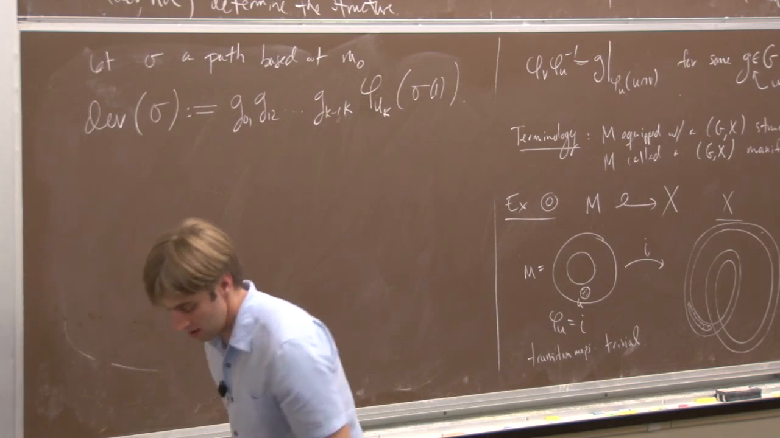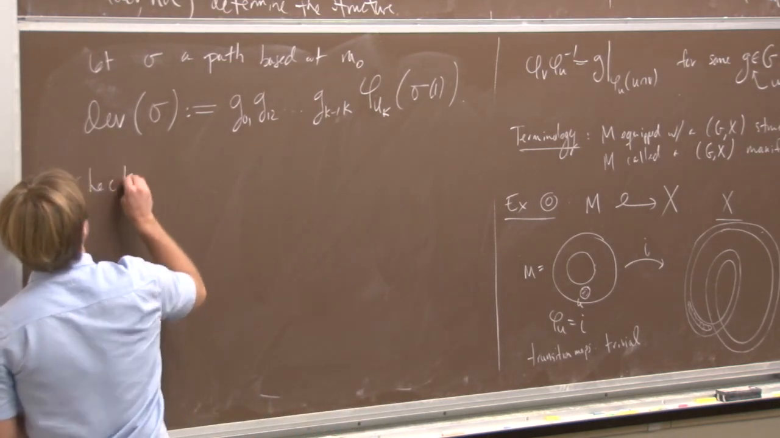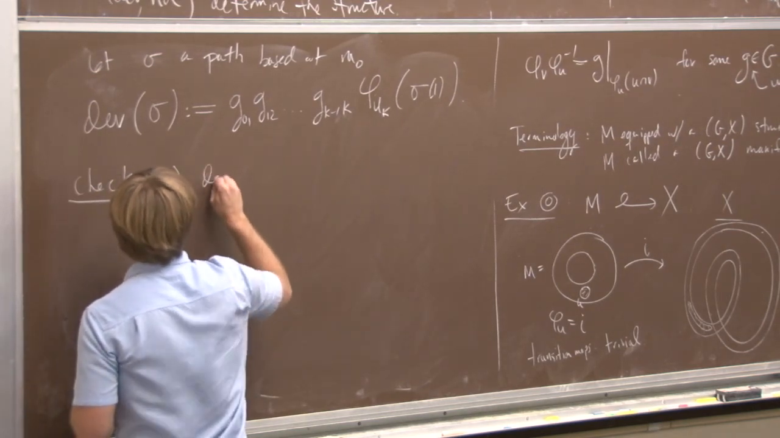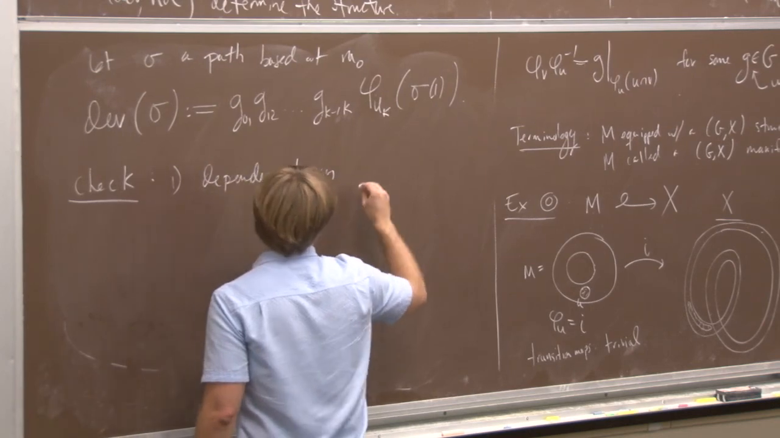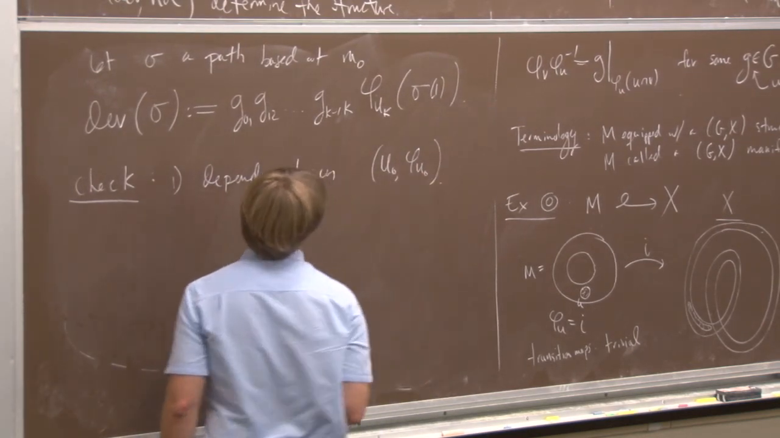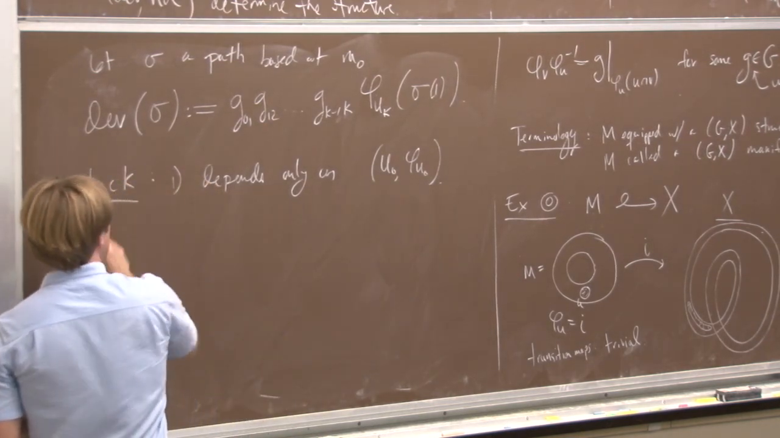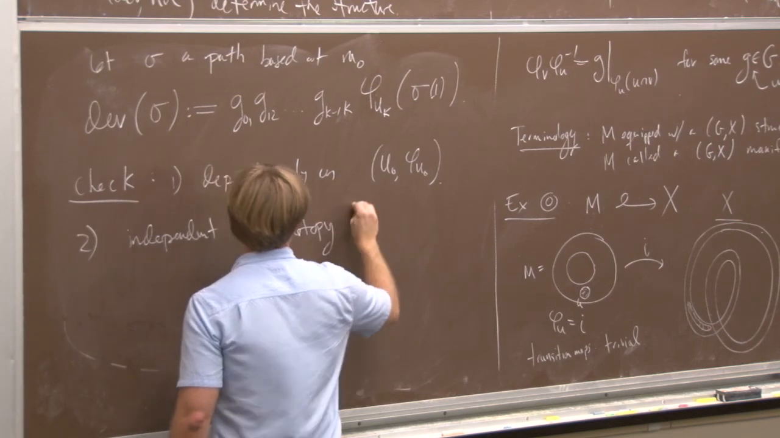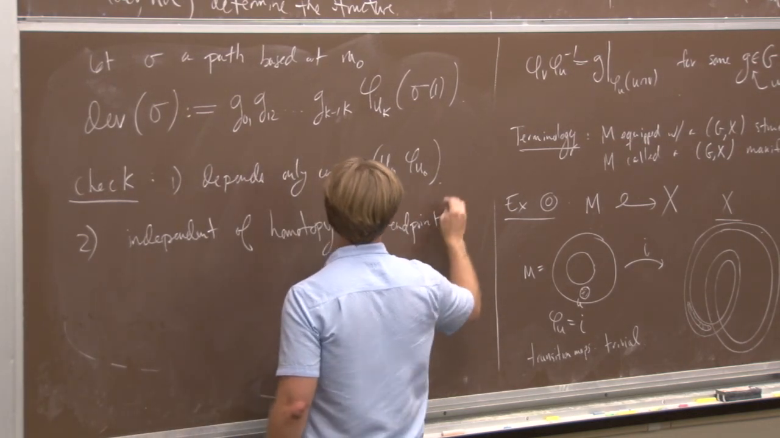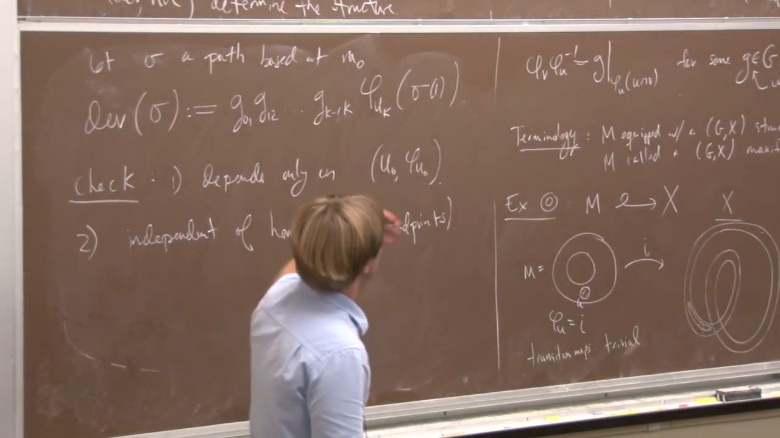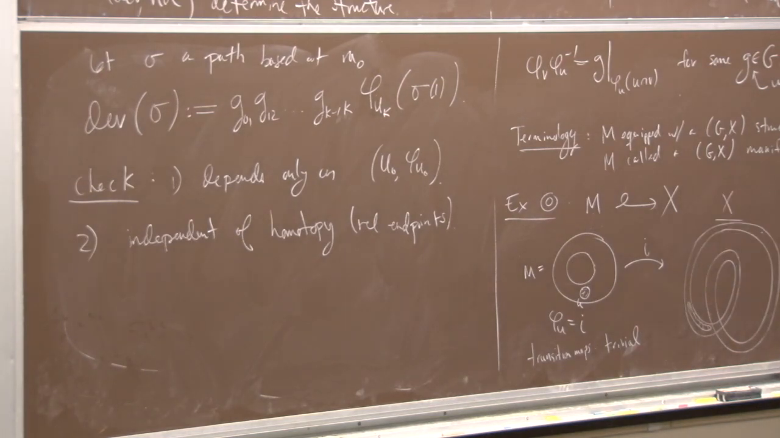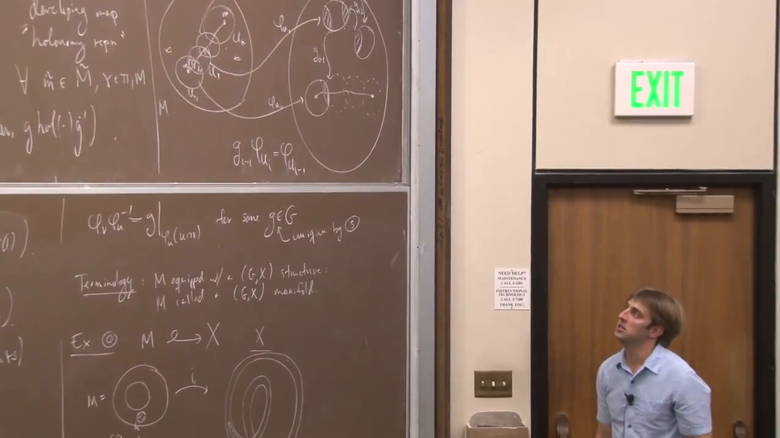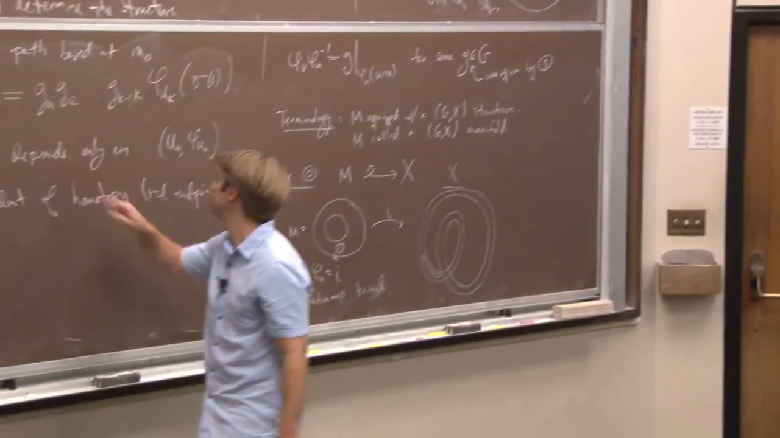Okay, so what you need to check is that this depends only on the choice of the base chart, U0, phi U0, and that it's independent of homotopy, rel endpoints. So I'm going to choose the base chart U0 once and for all. But then as I take paths going into M, I have a choice of what finite covering by charts I use. I want to know that my construction doesn't depend on that. So you can show that.